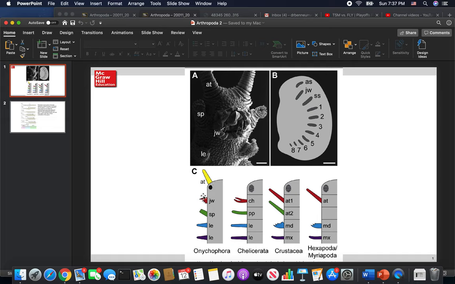And so the first segment is going to contain basically the brain and the eyes, and the antenna will be coming out from it. Second segment is going to contain the jaw. Third segment is going to contain the siphon. And then the fourth and fifth segments are going to contain the legs. And we think this is pretty primitive, and we think this is how these creatures started out.